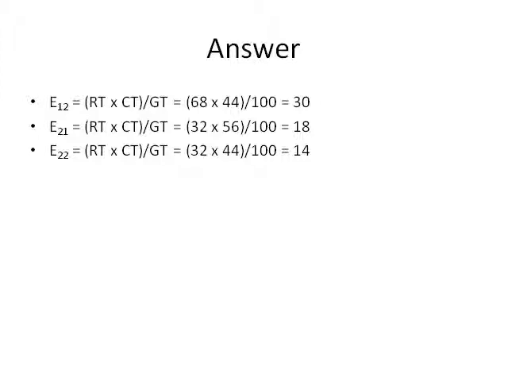For row 1 and column 2, we would expect 68 times 44 divided by 100, equal to 29.92, or 30 participants. So we would expect 30 participants by chance alone. For row 2 and column 1, we would expect row total 32 times column total 56 divided by grand total 100, which is equal to 17.92, or 18. And for row 2, column 2, we would expect 32 by 44 divided by 100, which is equal to 14.